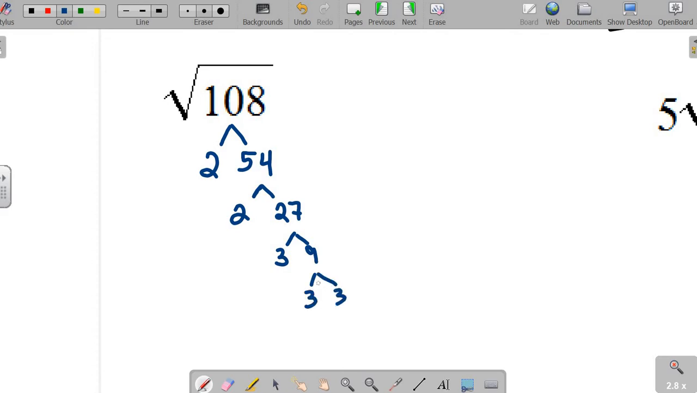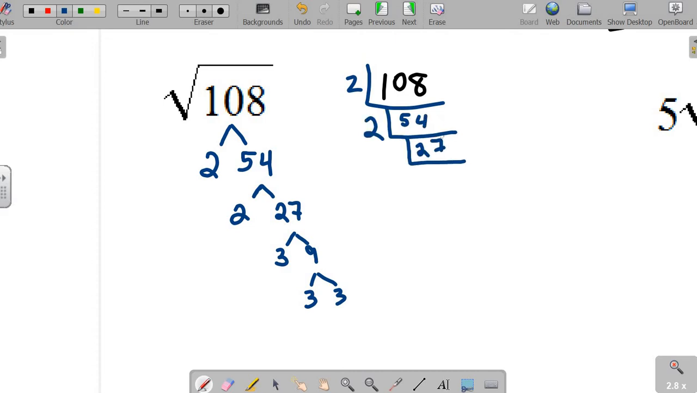So I'm using commonly what's called a factor tree. Some of you may have learned it like this. It's called upside down division. Let me just demonstrate both. And we divide by 2 and get 54. And you go like this, 2 again and 27, and 3 and 9, and 3 and 3. It's called upside down division.